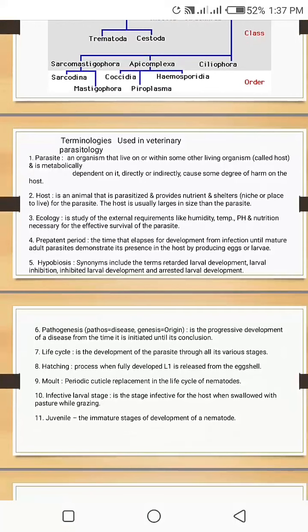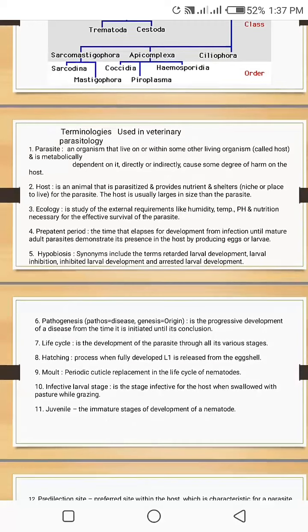Host is the animal that is parasitized, infected by the parasite, that provides nutrients and shelter for the parasite. Usually the hosts are larger in size than the parasite. Ecology is the environment in which the parasite lives, in which they get important things for their life, like humidity, temperature, pH, nutrition, and other necessary things. Pre-patent period is the time that elapses from infection of the host up to the production of eggs or larvae of the parasite. This period is called the pre-patent period.